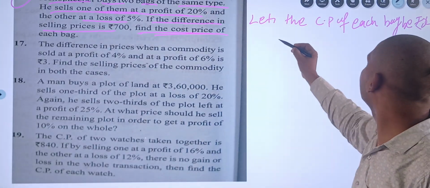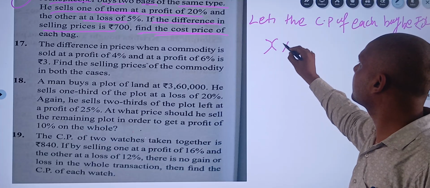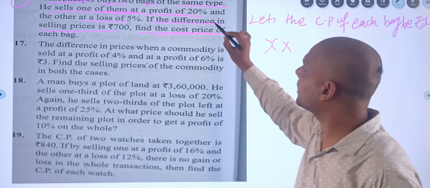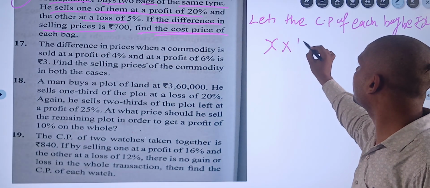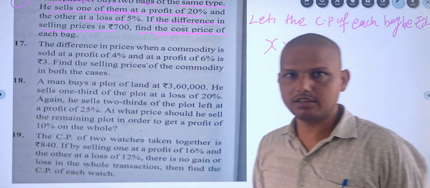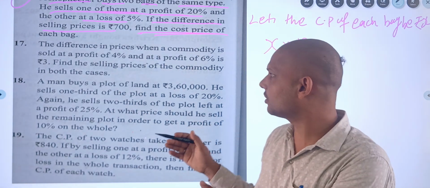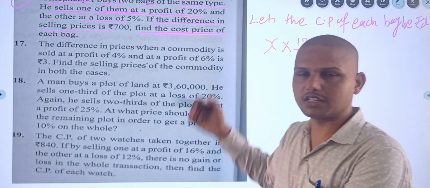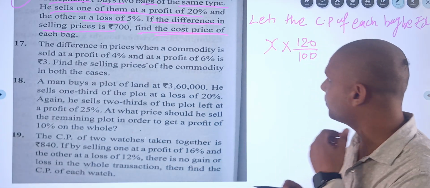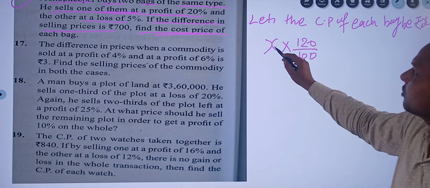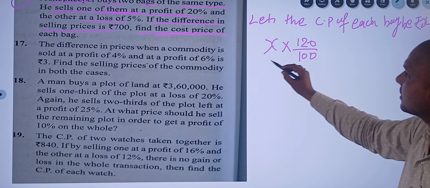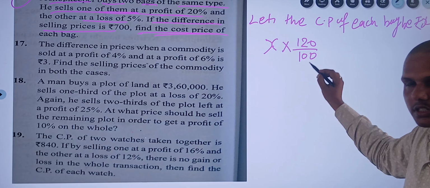So selling price will be cost price into 100 plus profit percent. So it will be 100 plus 20, it will come 120. I am writing directly, I am not writing the formula. I hope you have learned the formula properly, because this exercise is going to finish. Selling price is equal to cost price into 100 plus profit upon 100. This is the selling price of the first bag.